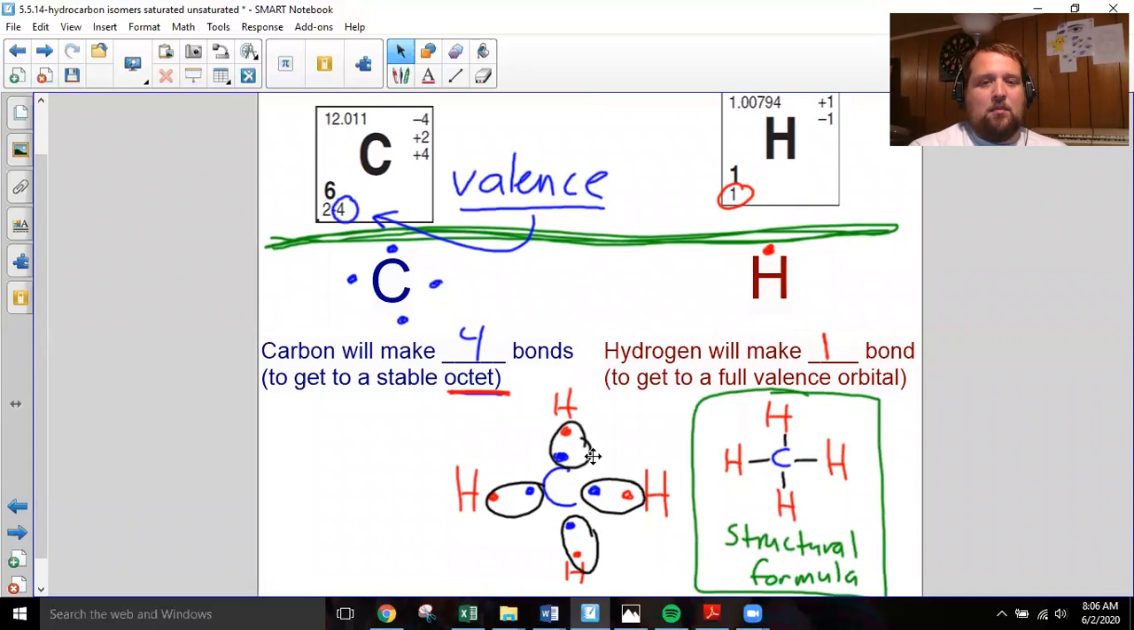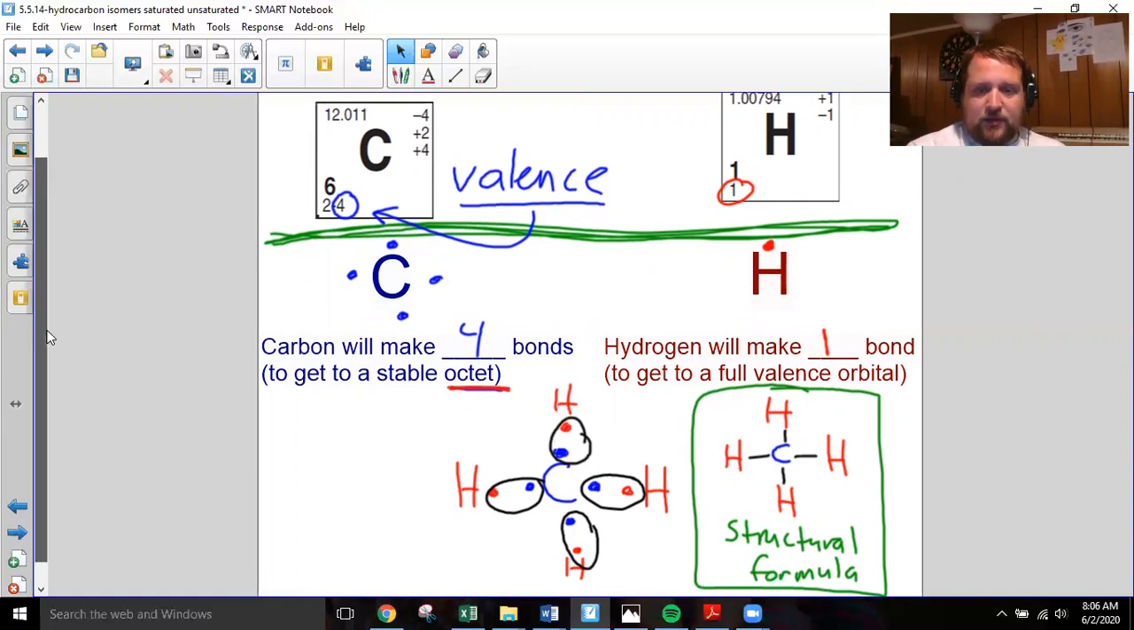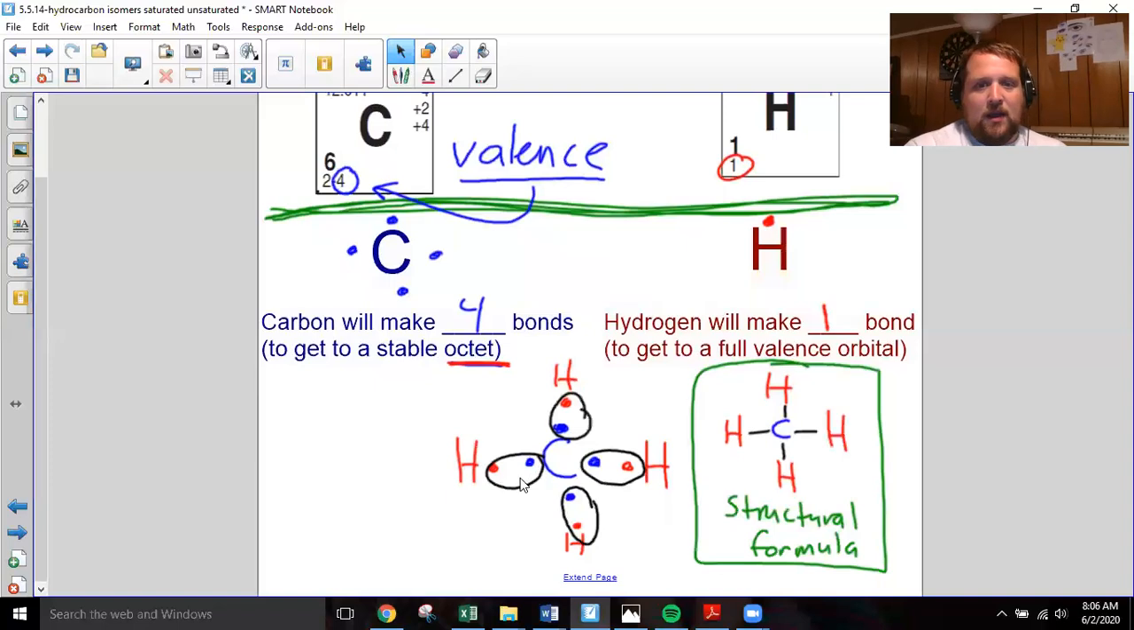Every time it bonds to something else, it's sharing an electron. For example, this carbon has bonded to 4 hydrogen atoms. Because they're all sharing their electrons together, the carbon has 4 of its own plus 1 from each of the hydrogens for a grand total of 8.